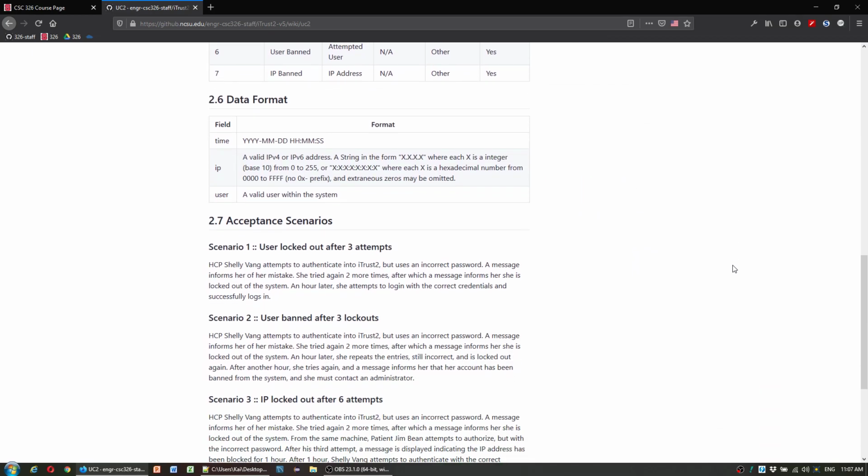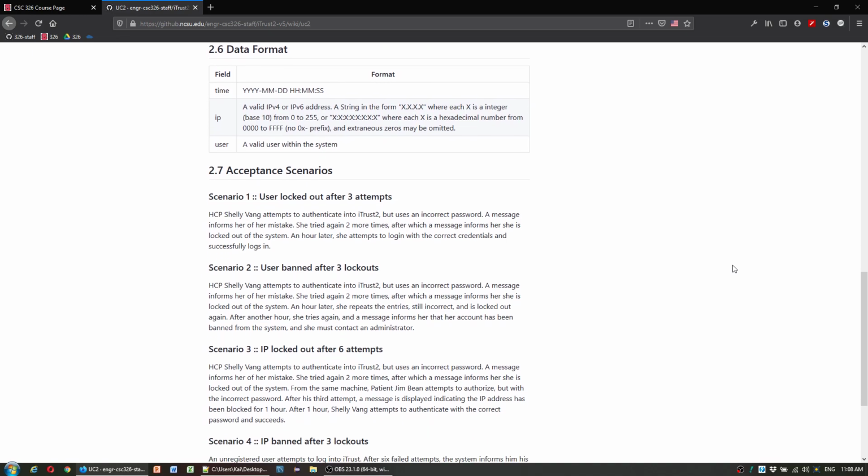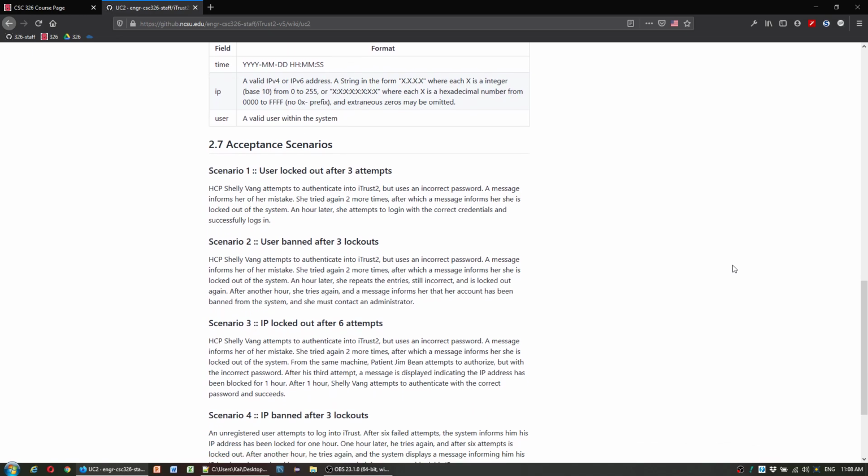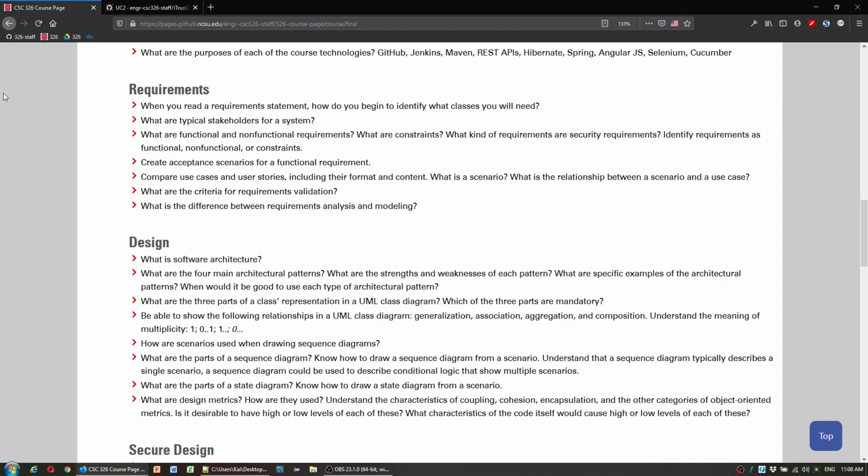And then there's usually going to be data format and acceptance scenarios. Data format says something like, we care about what calendar format we're going to use, or is this thing allowed to be an integer number? If it is an integer number, between what values, or is it going to be a floating point number? And then acceptance scenarios are, like I said, concrete instantiations of the requirements here to test does it work or not. So that is typically how we write use cases.